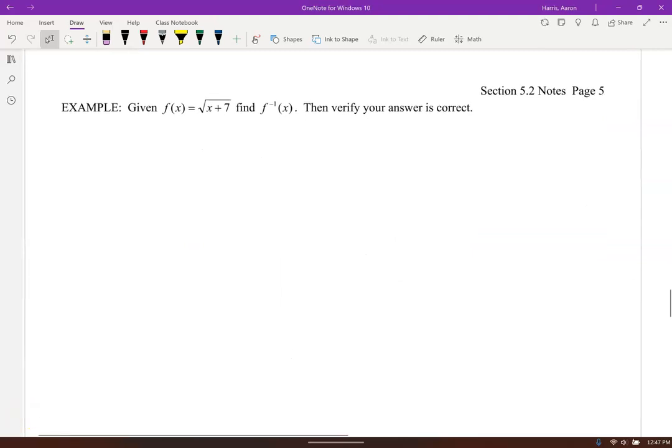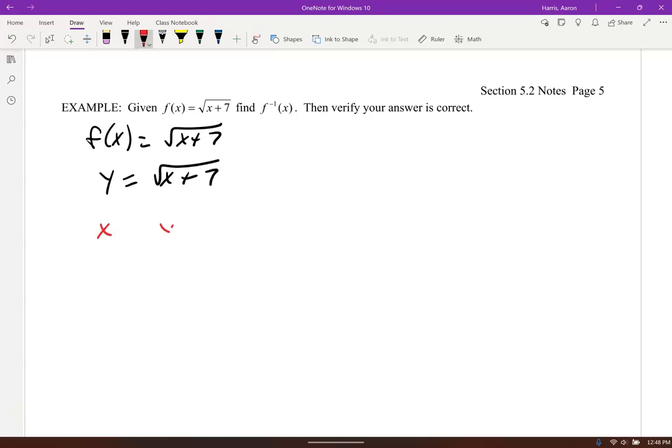Let's do a similar approach here. We're going to go ahead, find the inverse, and then we'll verify that it truly is the inverse. So here's our function. F of x is the square root of x plus 7. F of x is a nickname for y. So number one, replace f of x with y. Number two, you got to go ahead and flip those x's and y's. And now we got to solve for the new y.